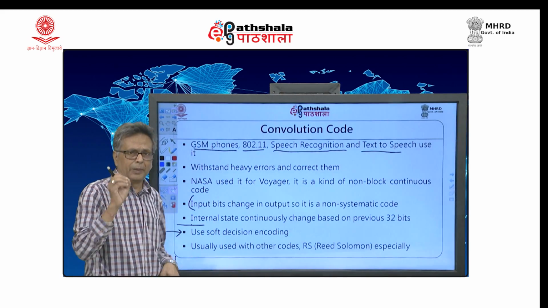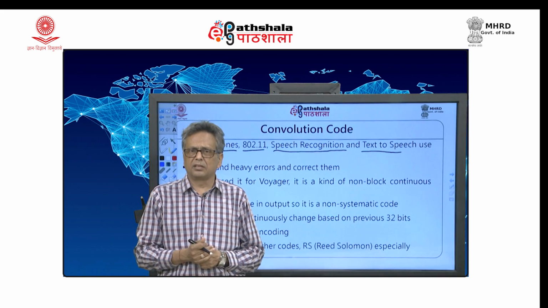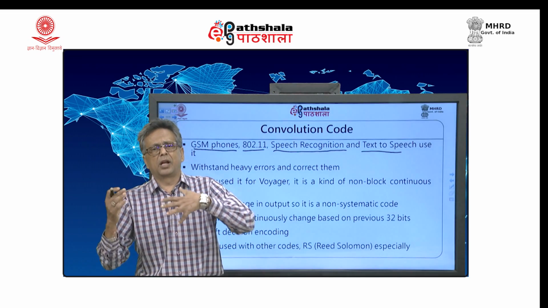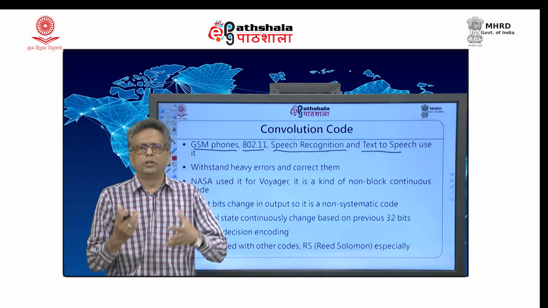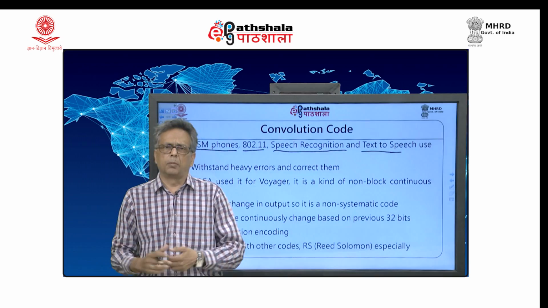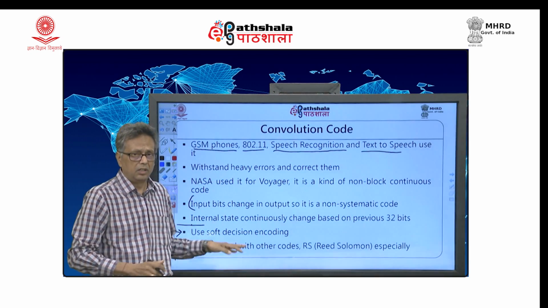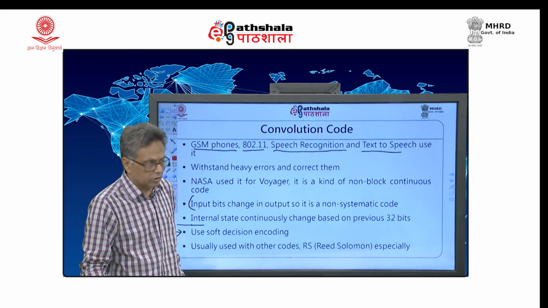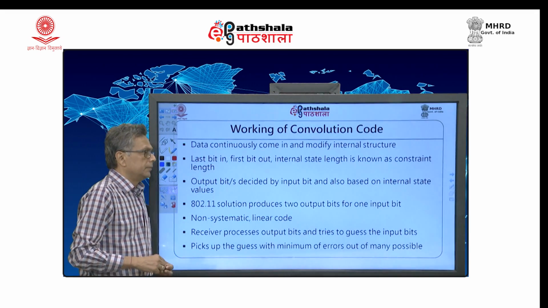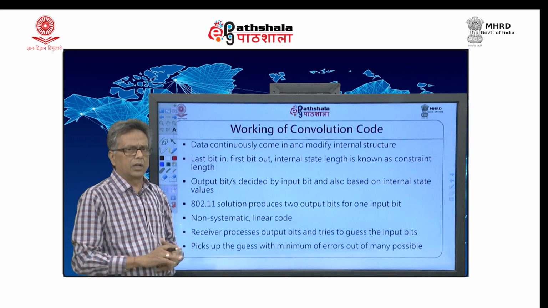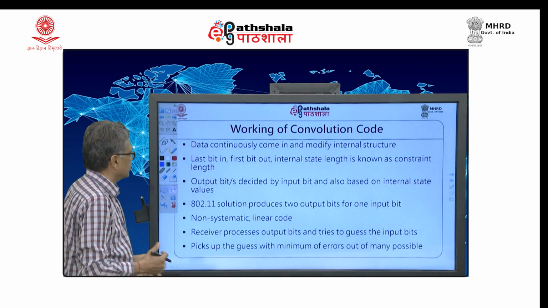As I said, this is better for single bit errors. For other parts, if heavy burst errors are coming in, you need to use it in conjunction with some other code, and the next code that we are going to talk about, called Reed-Solomon code, is basically used with this code. Okay. But before we talk about Reed-Solomon, let us look at how convolution code functions.